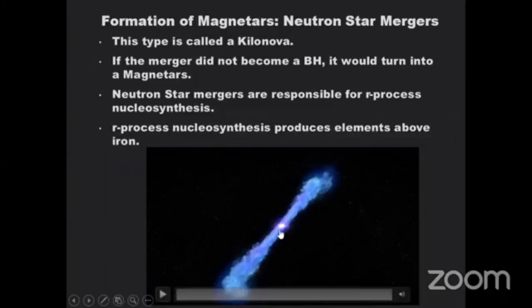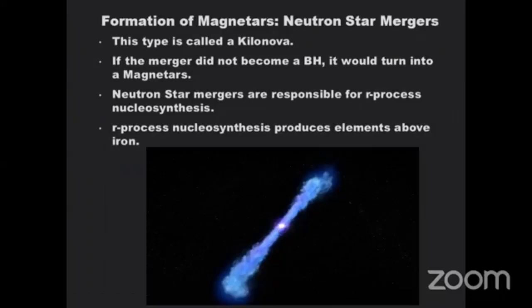Now these neutron star mergers are believed to be responsible for what we call the r-process nucleosynthesis. If you look at the periodic table, you will see that there are elements that are way above iron. I told you earlier on that stars are element factories, and I also said that fusion happens until you have iron. So how about these other elements that are way above iron in the periodic table? Where do we get them?